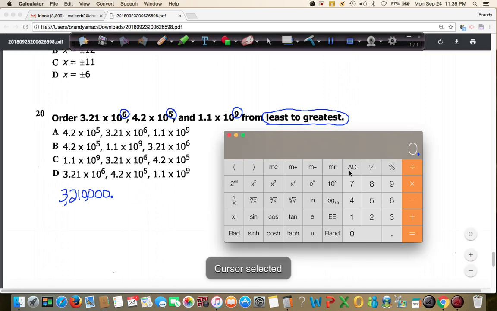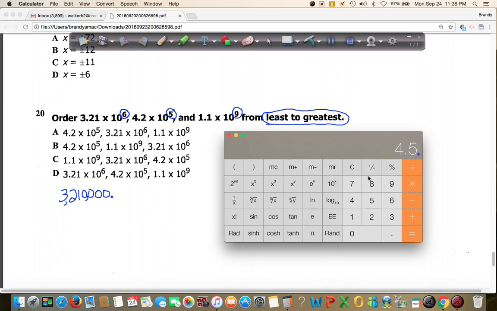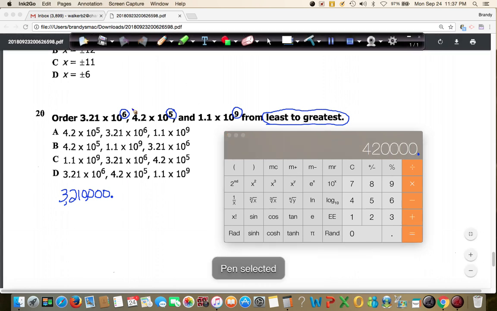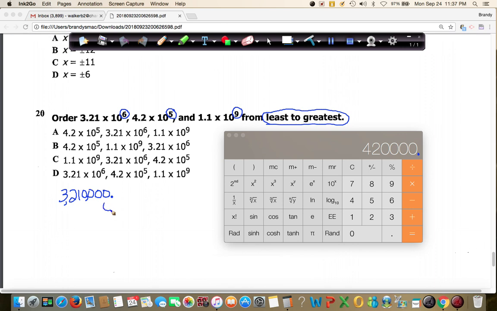So then we go and we do the next one. 4.2. Whoops, that's not a 2, Miss Walker. Try again. It's getting late. 4.2 times 10 y to the x, and then we want the 5th power. And we have this big number. So that's 4 zeros again. So see how I'm going to write it backwards? That's so I keep my place values the same. And then I have a 2 and a 4. So already I know that 3.21 is bigger than this one. Now I don't know, this might be the biggest, but I know that 4.2 is going to be smaller than this 3.21.